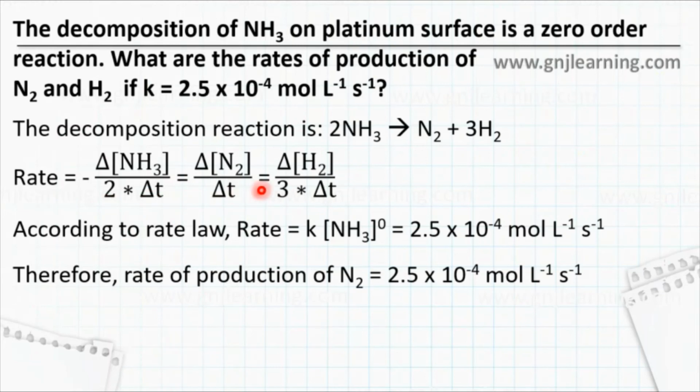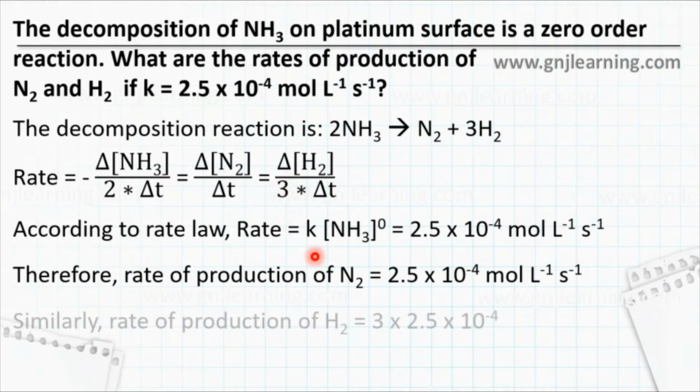The rate we got is only 1/3 of the real production of hydrogen, because we are dividing the real rate of production of hydrogen by 3. So that means this rate we got here is only 1/3 of the real rate of production of hydrogen. So what you have to do, you have to multiply it to get the real rate, or the overall hydrogen production. Rate of production of hydrogen is equal to 3 into 2.5 into 10 raised to minus 4. Again I will repeat. The rate we got here is only 1/3 of the real production of hydrogen.